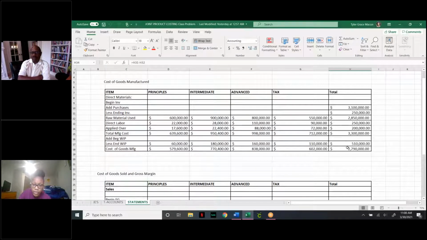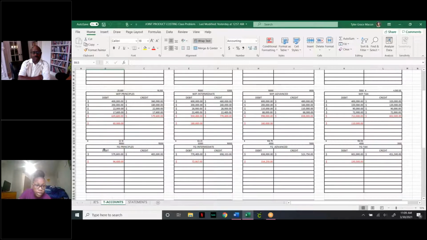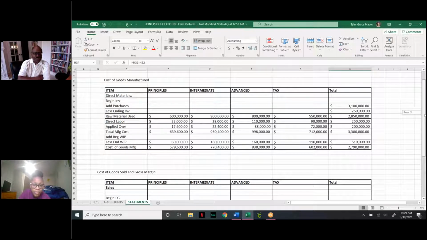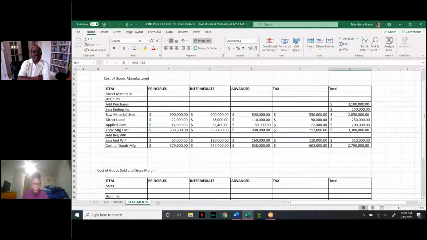And then at the end over here, we just totaled them up. And these numbers ended up being the red numbers left in credit. So yeah, that was the cost of goods manufactured. Any questions? What about the cost of goods sold?